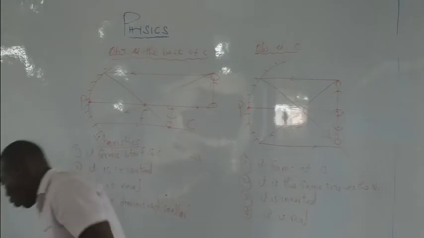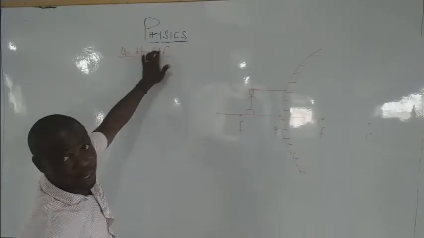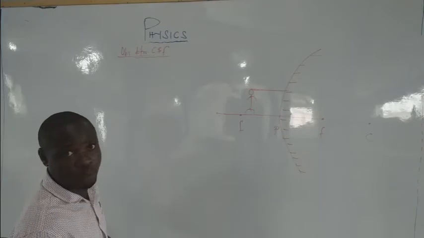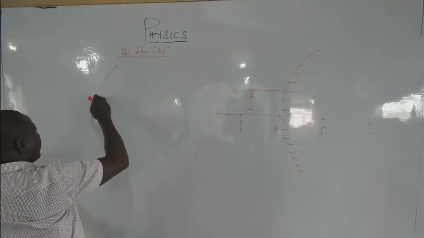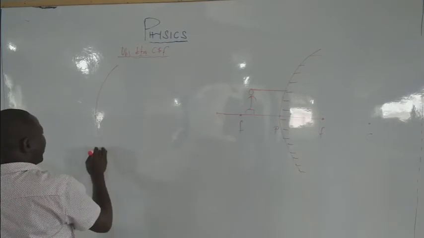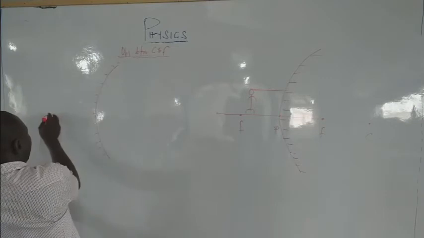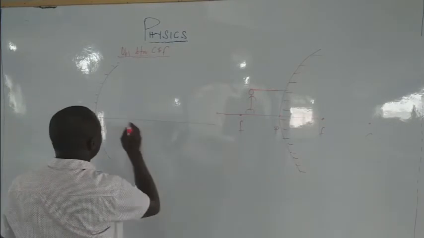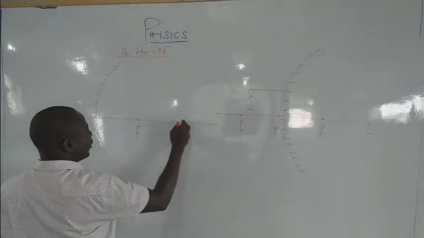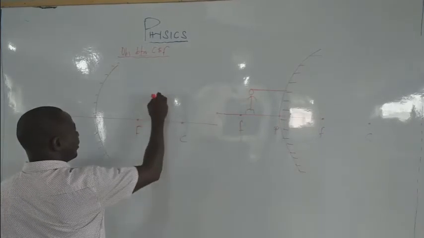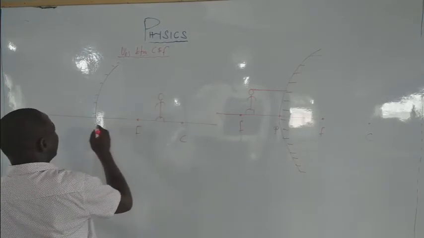Then let's go to the third one. The third diagram is now object between C and F. Now let's draw the diagram. Something like this. So this is the F. This is C we are talking about. Object around here, between C and F.